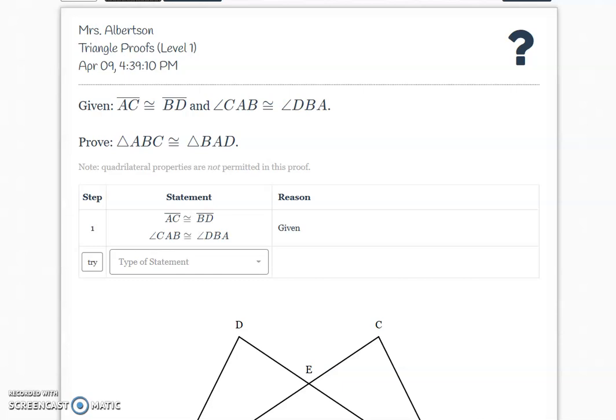I'm going to walk through some proofs of using CPCTC on DeltaMath. So we're doing just some level 1, so pretty basic, but we are going to use CPCTC. Now, in my instructional video, I explained that we know we need to use CPCTC if our proof statement is something other than triangles. So this one isn't going to need CPCTC.